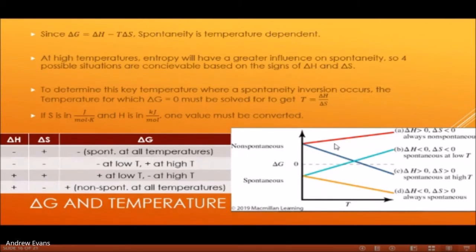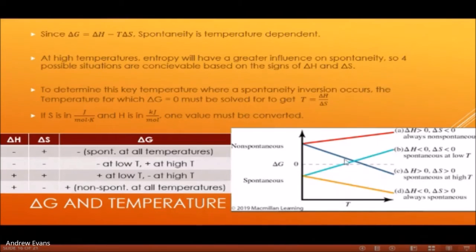But there are some middling systems where the signs of both H and S are the same. When they're both negative, we have the situation of this light blue line. At low temperatures, it's spontaneous. At high temperatures, it's non-spontaneous. If you heat it up too much, it stops working. The reaction doesn't flow. Then you have one where they're both positive. At low temperatures, it doesn't work, but you heat it up high enough and suddenly it becomes spontaneous.